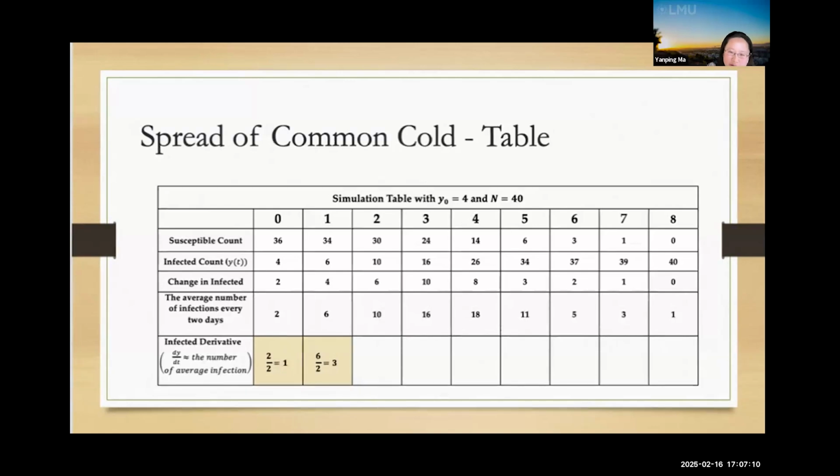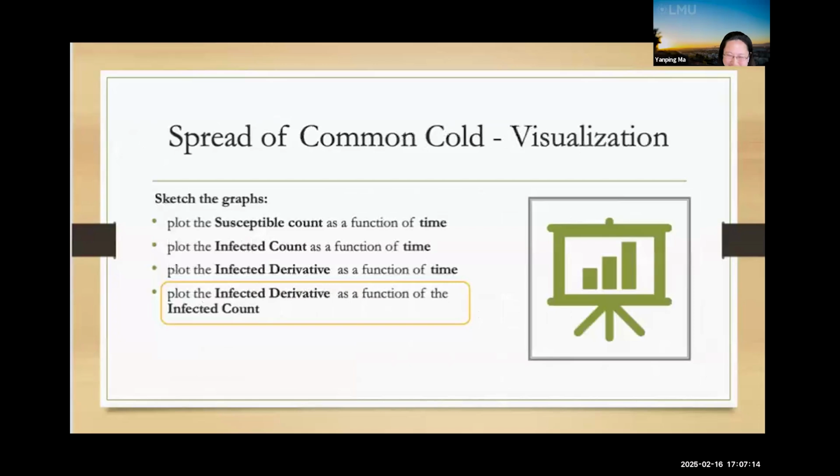So once we have all the data prepared, which is the most interesting step for a lot of students, we begin to analyze it and try to understand it and try to build our model. Modeling is the key. So we ask students to plot the data: plot the susceptible count versus time, plot the infected count versus time, plot the infected derivative versus time, and also plot the infected derivative versus the infected case.